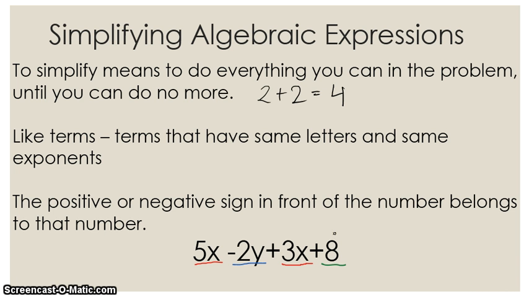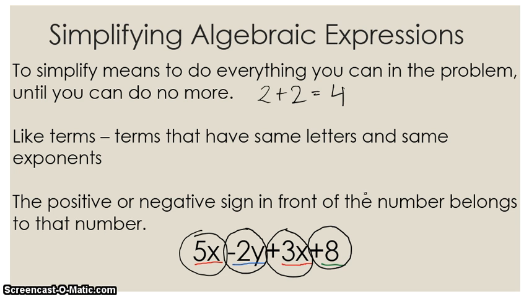Now, we also talked about that the positive and negative sign in front of the number belongs to that number, and I mentioned to you that everything will get a lot easier once you stop thinking about them as pluses and minuses and start thinking about them as positives and negatives. So you have to be careful that this 5x right here is positive. This 3x here has a plus sign in front of it. That plus sign goes with it, and it's also positive. This 2y right here has a negative in front of it, and that will make it negative 2y. And this 8 has a plus in front of it, which will make it a positive 8.